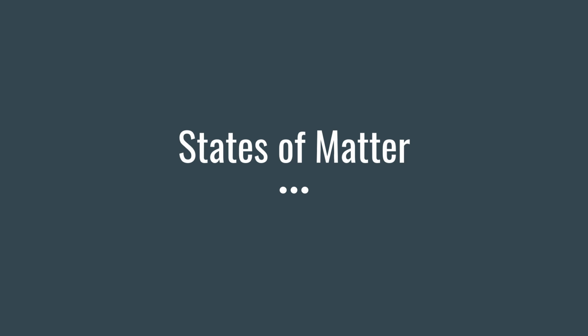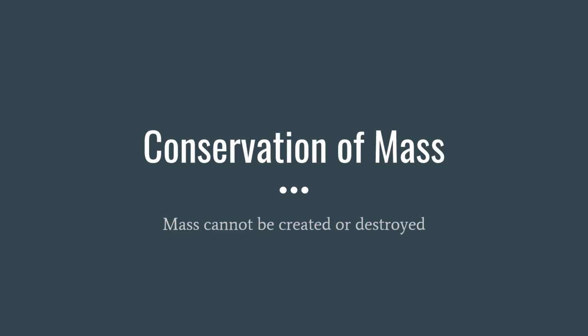So again, we're talking about the states of matter. Think to yourself and try to remember, how many states of matter are there? So we talked about the conservation of mass. This says that mass cannot be created or destroyed. Go ahead and repeat that to yourself in your head.